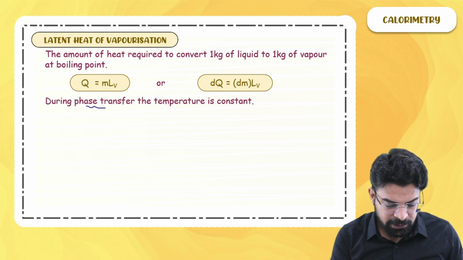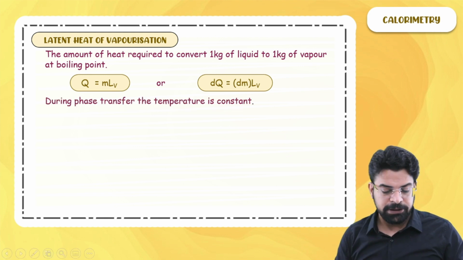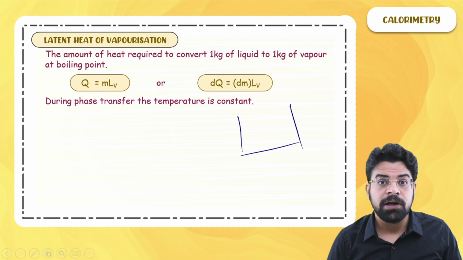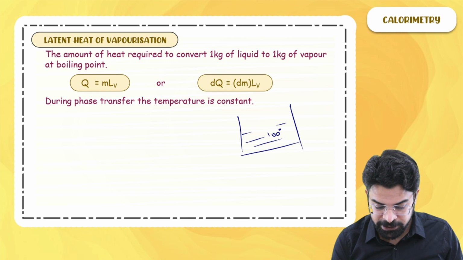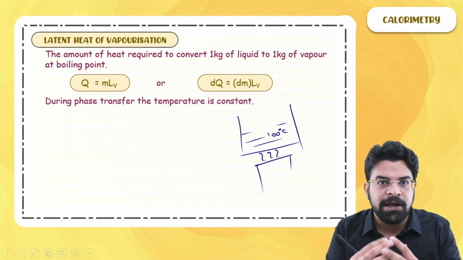Now, during the phase transfer, the temperature is constant. We know that the boiling point of water is 100 degrees centigrade. So once we have got water at 100 degrees centigrade and we keep on providing heat, what happens? Water starts converting into vapors.